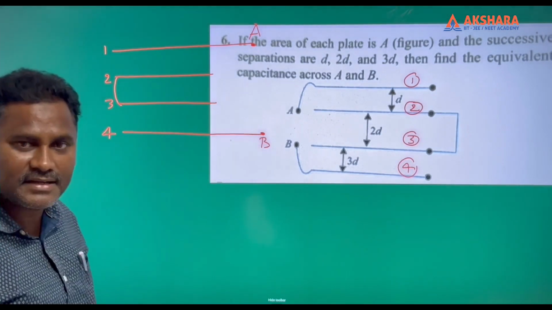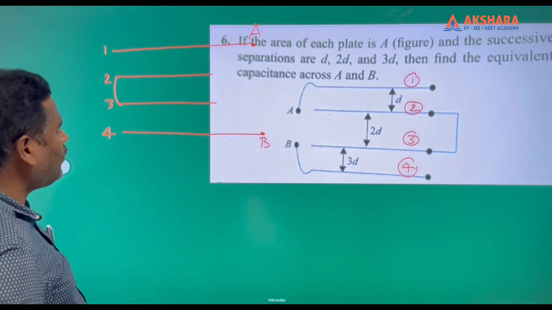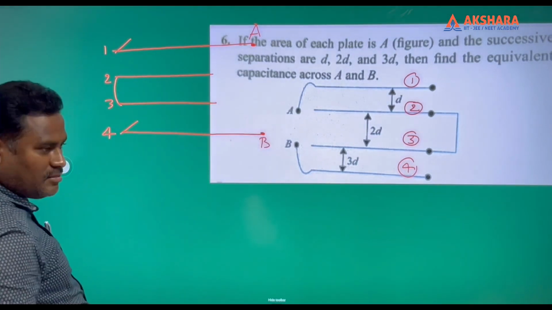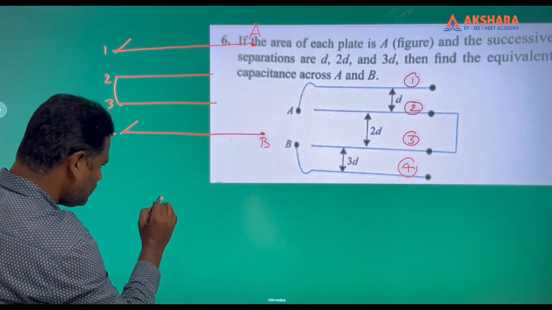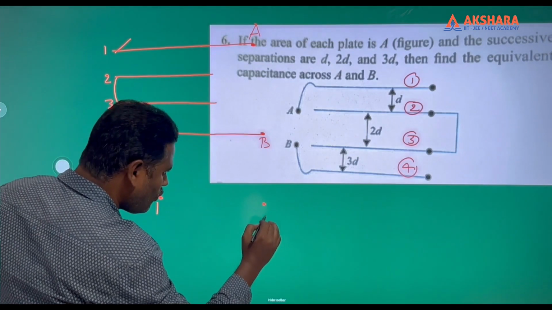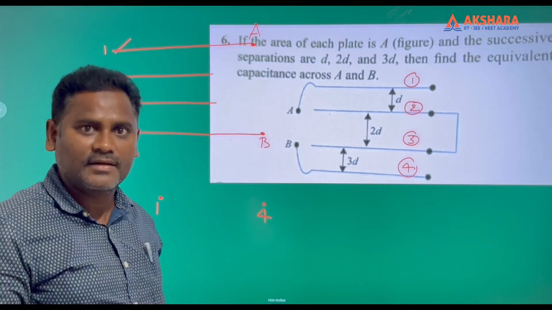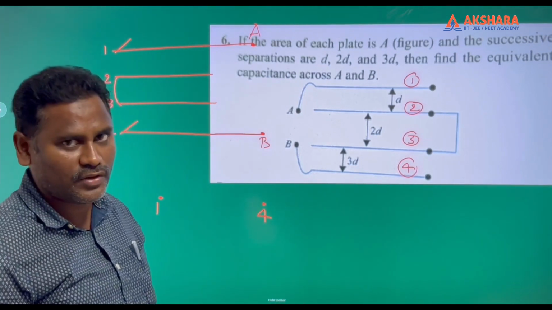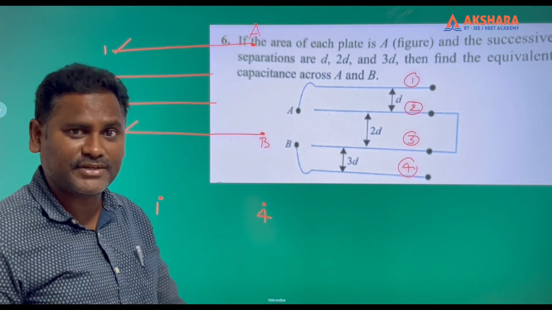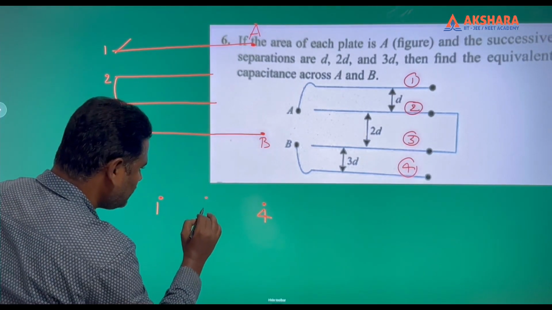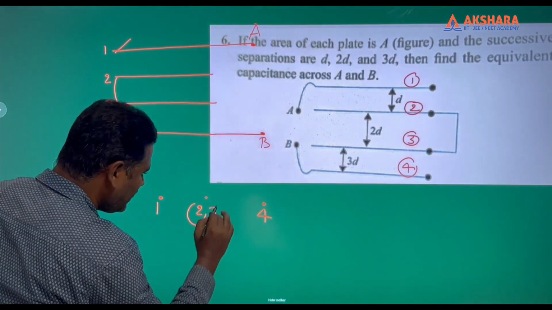Now, we want to find the equivalent capacitance. So, what points are given? 1 and 4. 1 is A, B is 4. So, I write here 1 and this is our 4. Between which 2 points we want to find the equivalent capacitance, that we should write at the ends. Now, which points are common, that we should write in the middle. Which are common here? 2 and 3 are common. So, write 2 and 3 in the middle.